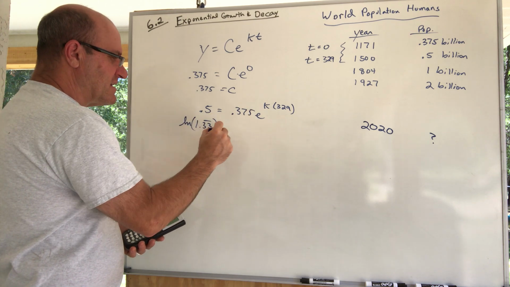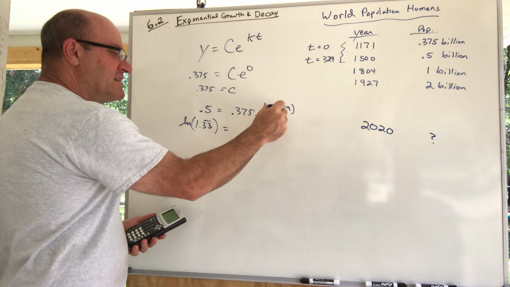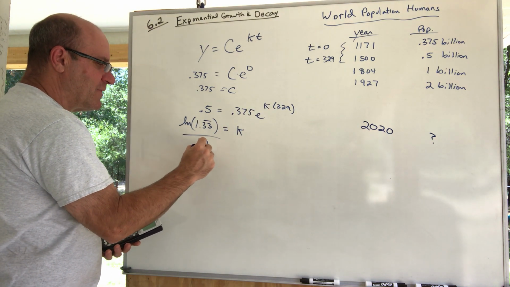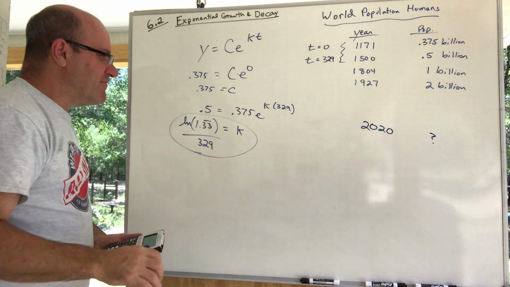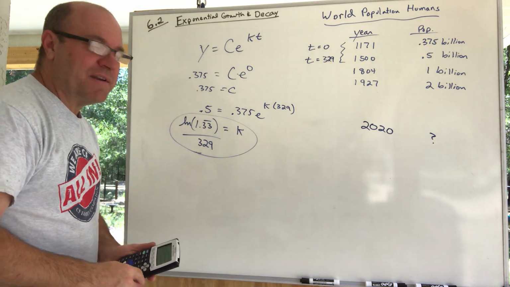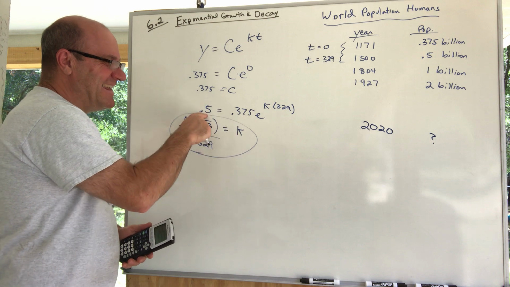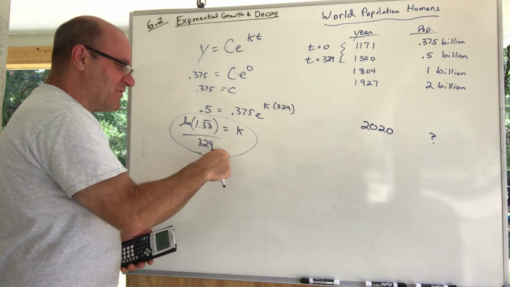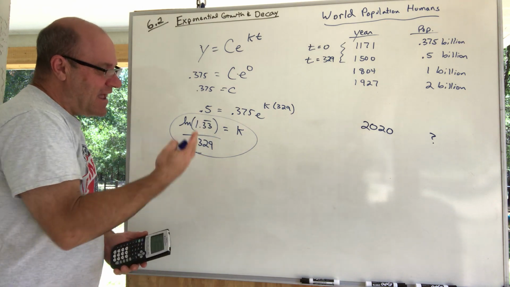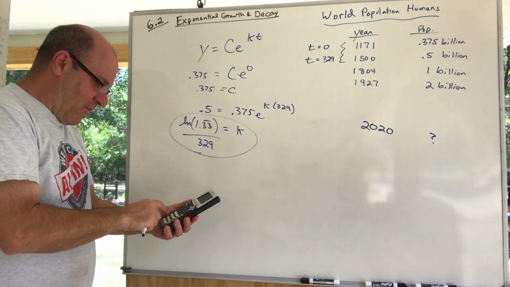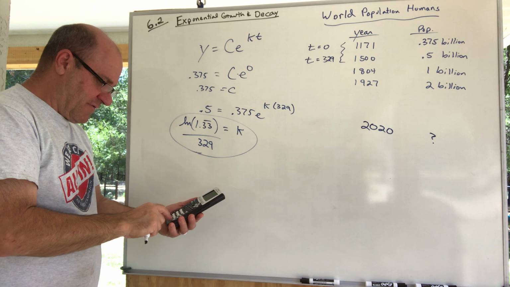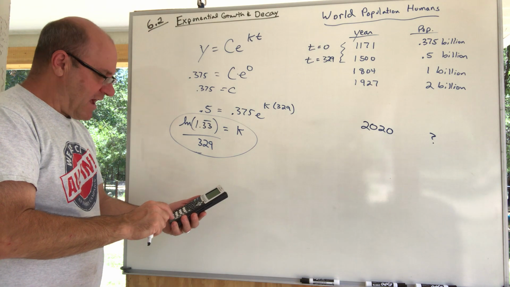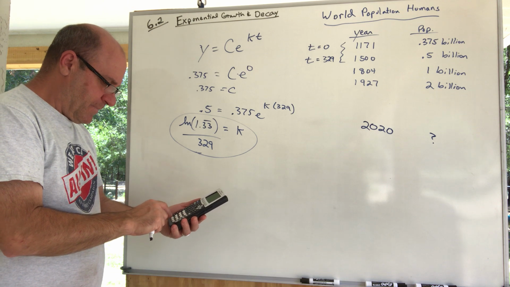That cancels the e. That leaves you with k times 329. So then you divide by the 329. Sorry about that, I just did 5 algebra steps in one. I divided, I took the log of both sides, and then I divided by the 329 to get k. And that's my k. I can take the natural log of that 1.333, and I can divide by the 329.